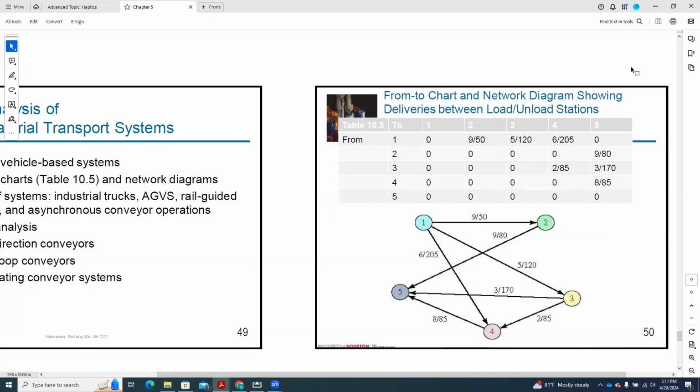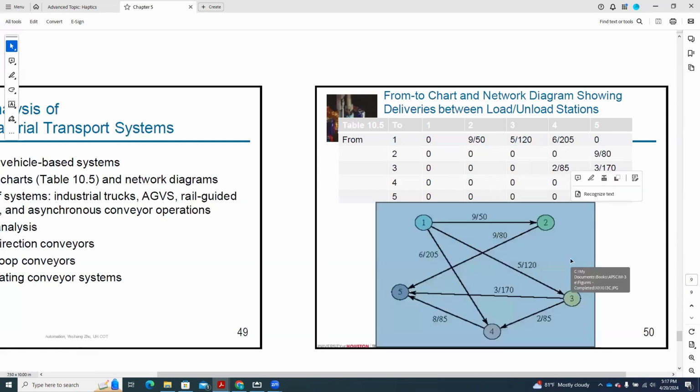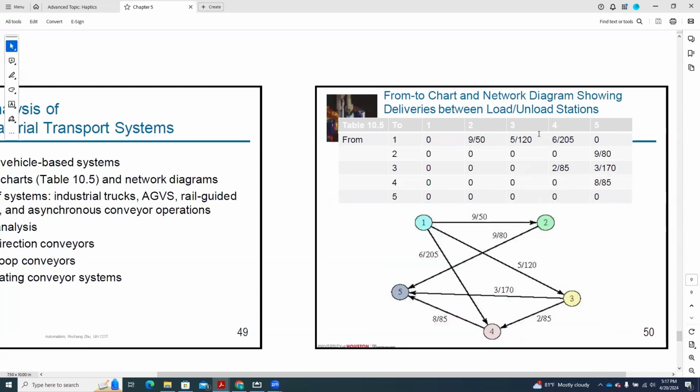So 9 work and 50 units of distance. So 9 by 50. And from 1 to 3 is 5 by 120. So 5 by 120. This is the number of work and the distance the work has to travel to reach station 3, and so on.